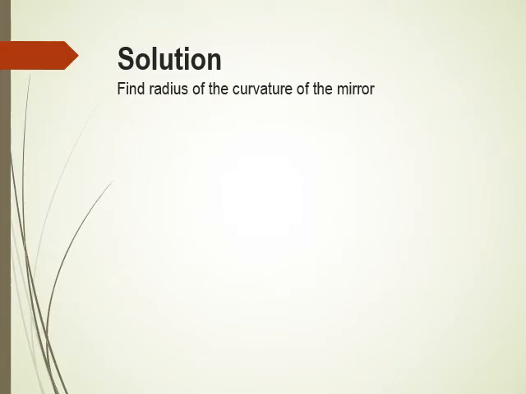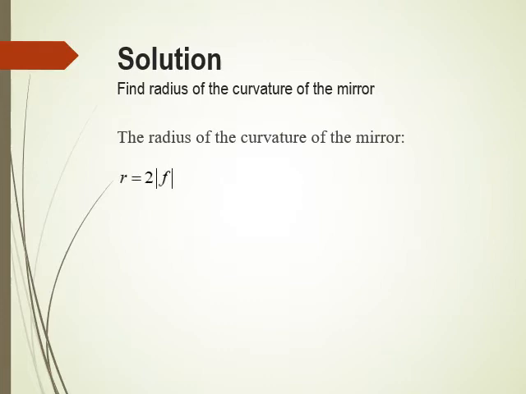Other than the focal length, the question also asks you to determine the radius of the curvature of the mirror. So just look at the relationship between r and f. r is equal to 2f. Now in this question, I use modulus f. Why? Because I have a negative f.